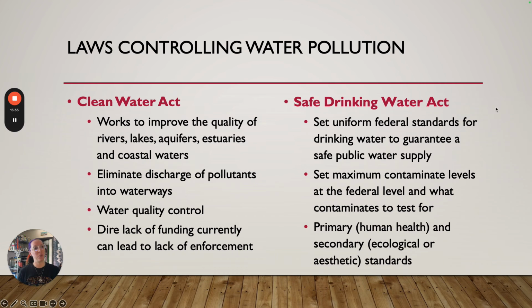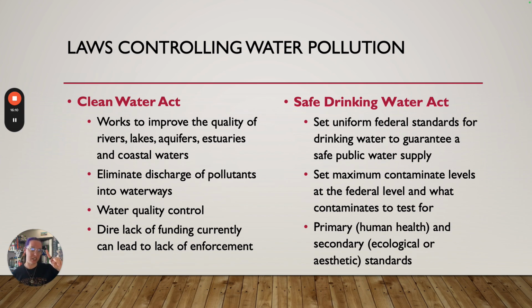And then lastly, the Safe Drinking Water Act. So this was to help set uniform federal standards for drinking water to help guarantee a safe public water supply. Because, prior to this law coming in, states had their own standards, which I'm sure, as you can imagine, varied widely from state to state. So they just wanted to make one umbrella federal law for this idea. So this would help set maximum contaminant levels at the federal level for what contaminants to test for.